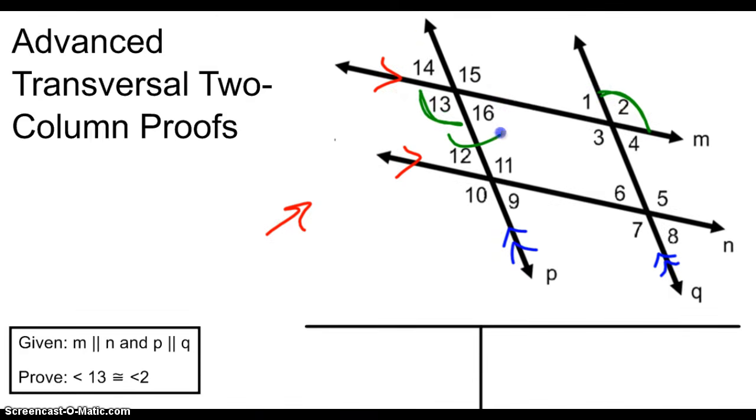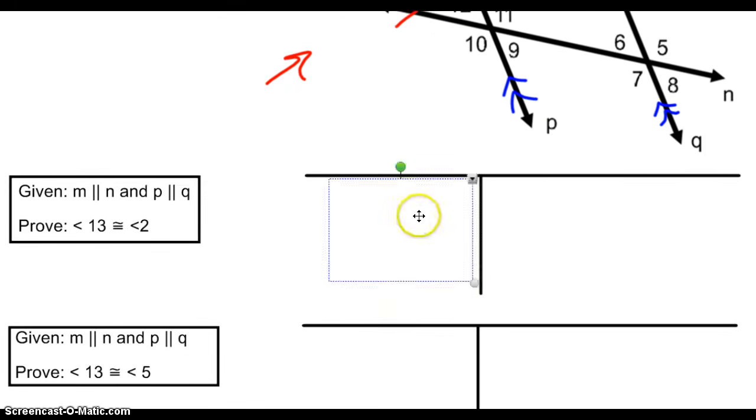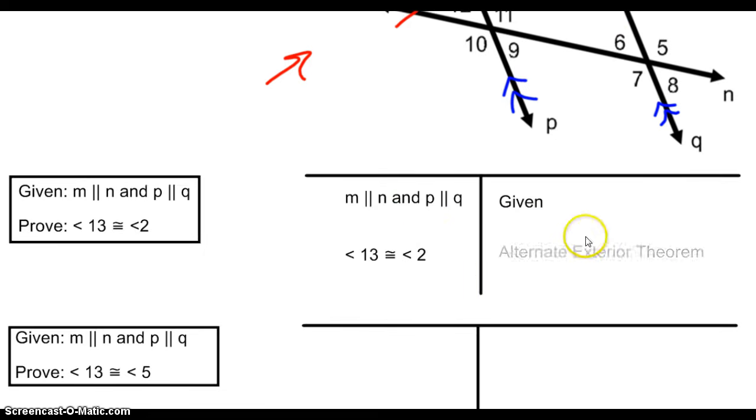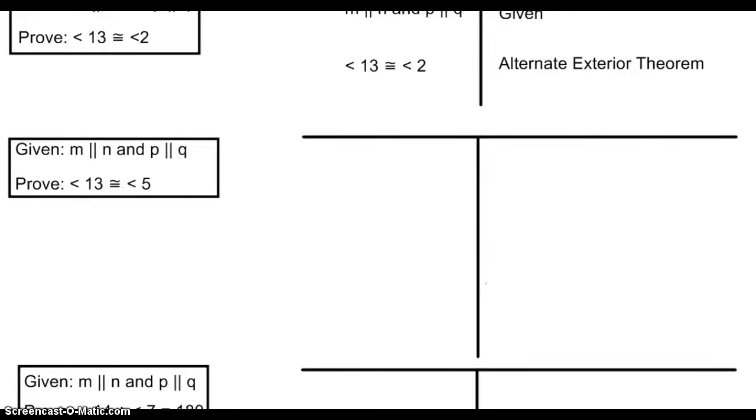So now that I know that 13 and 2 are linked because they are alternate exterior angles, I can go ahead and write my proof. Again, I start with the givens, and then I end with angle 13 is congruent to angle 2. Why? Because they're alternate exterior angles. Perfect. Let's take a look at the second one on the back page.